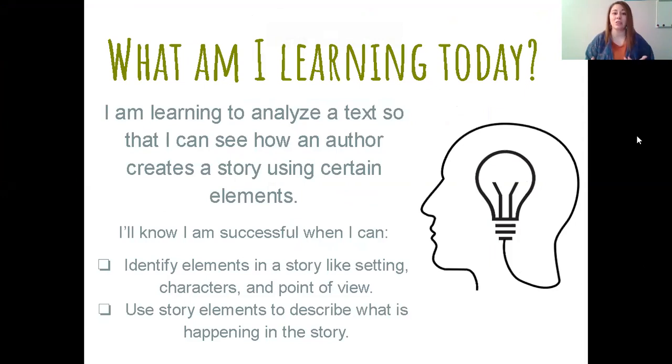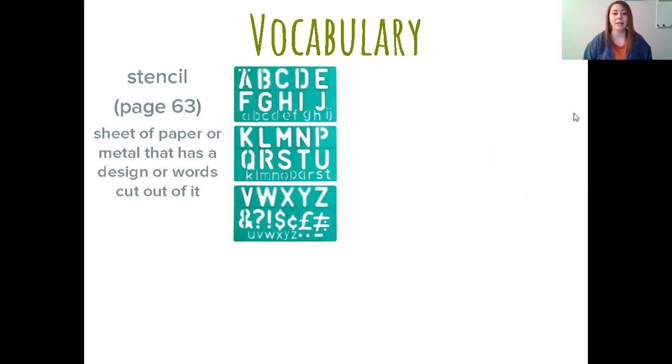Okay, story elements are all those things, like I just said, like the setting and the characters, but also like the plot. Okay, those are some examples of story elements. And then we're also going to use those story elements to help describe what's happening in the story. Okay, we do have 3 vocabulary words today, so a little bit more than usual.